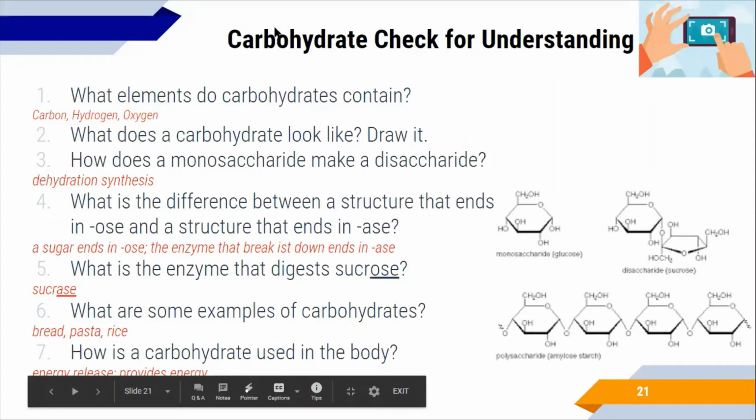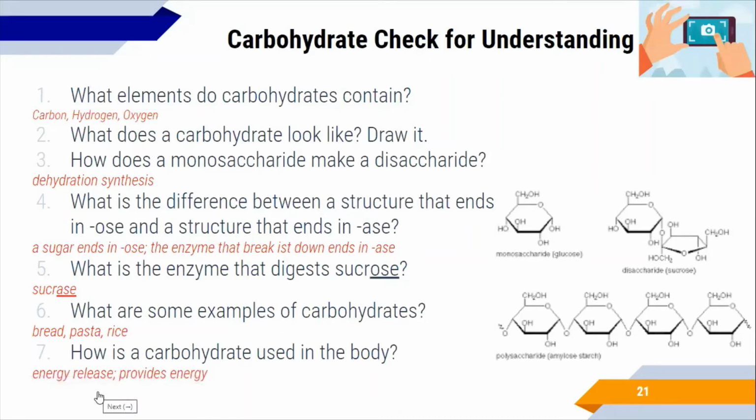Carbohydrates contain carbon, hydrogen, and oxygen. A monosaccharide makes a disaccharide through dehydration synthesis. The difference between a structure that ends in OSE and one that ends in ASE is that a sugar ends in OSE, and the enzyme that breaks it down ends in ASE.